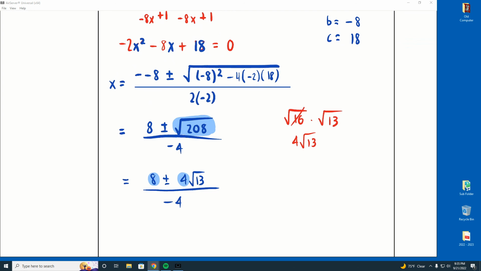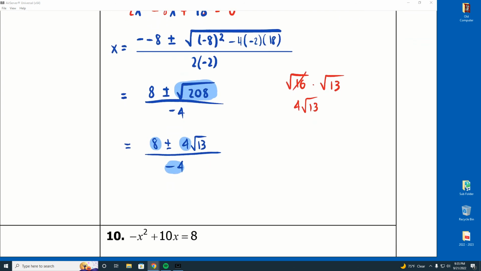Well, because of that, are they both divisible by -4? Absolutely. So when that happens, I like to clean this up. Remember, both of these two terms have to be divisible by that bottom, or it's just not worth me simplifying it. Well, they both are. Okay, so what is 8 divided by -4? Well, that's -2.